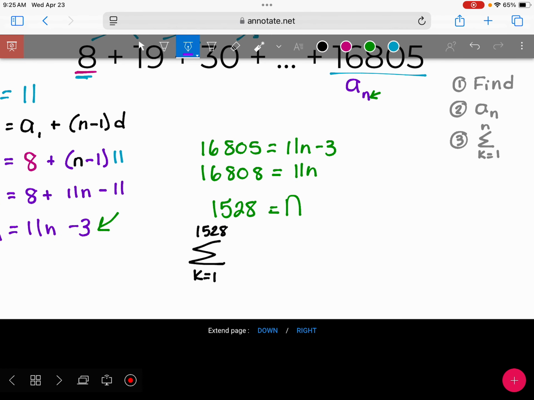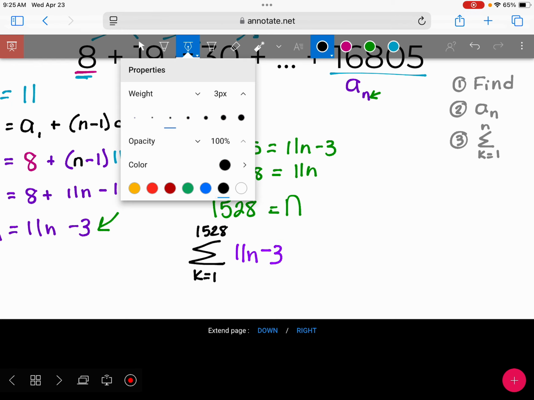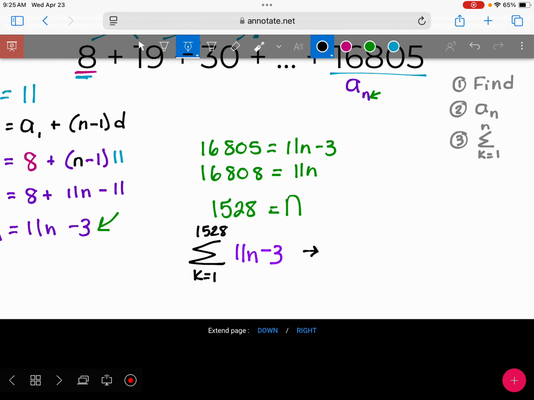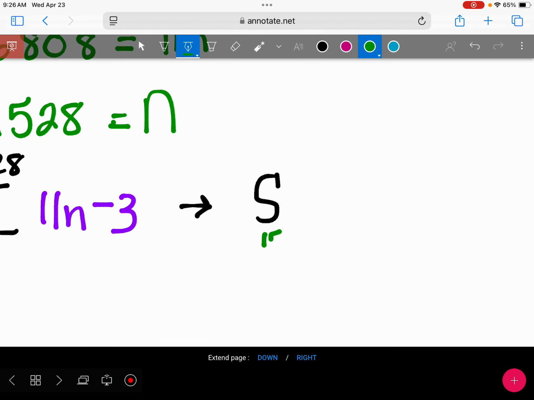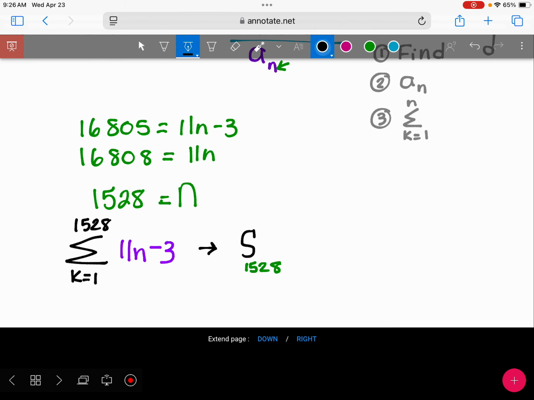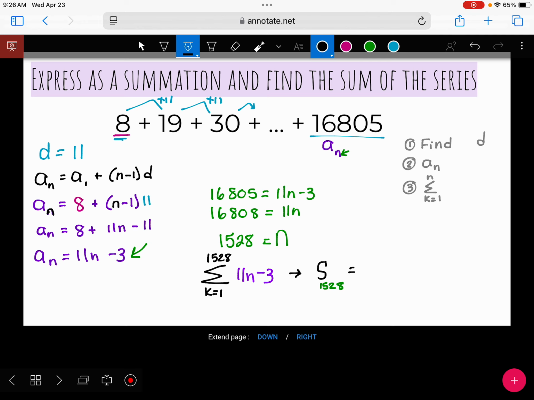This is doing the exact same thing as our 11n minus 3. This is doing the exact same thing as if we find our S sub 1,528, because this is an arithmetic sequence. We're having that common difference where we're adding 11 each time.